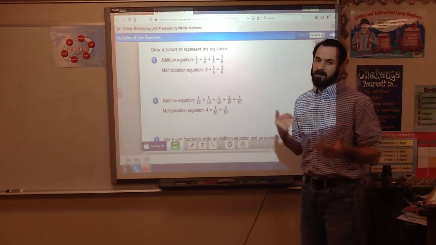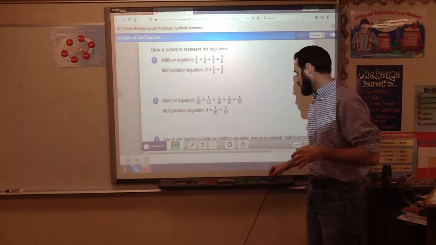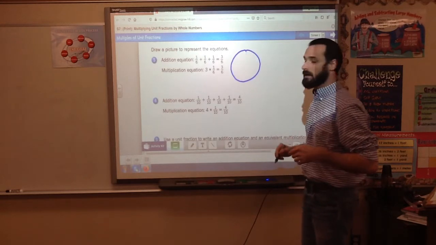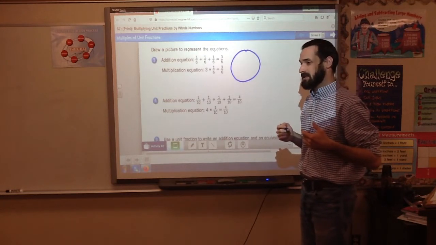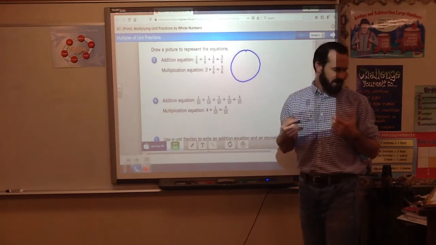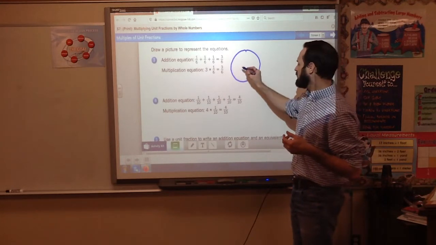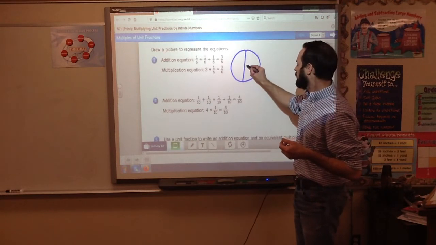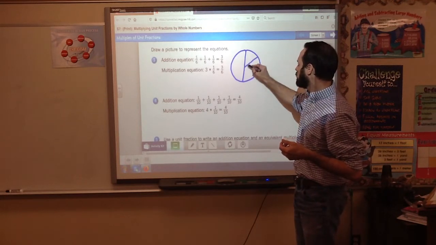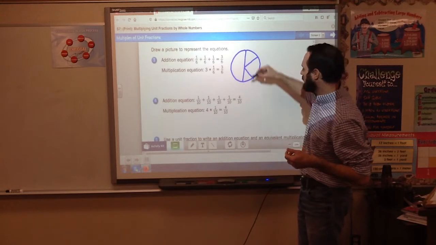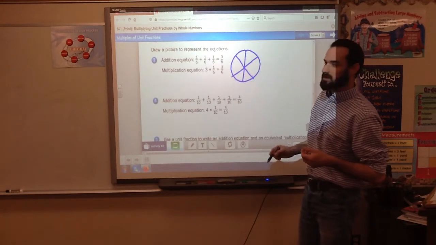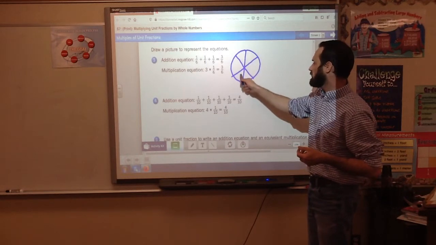So, it's really easy, guys. I'm going to start with just one circle. And I need to split this into sixths. Probably the easiest way to make sixths is first just split it in half. And then from the middle, you just make triangles. They're not perfect. Mine aren't perfect. But there's 6 pieces: 1, 2, 3, 4, 5, 6.